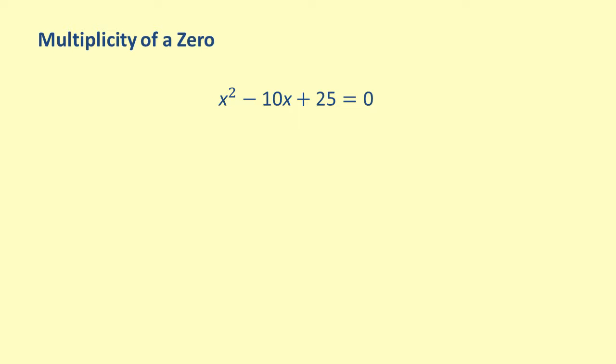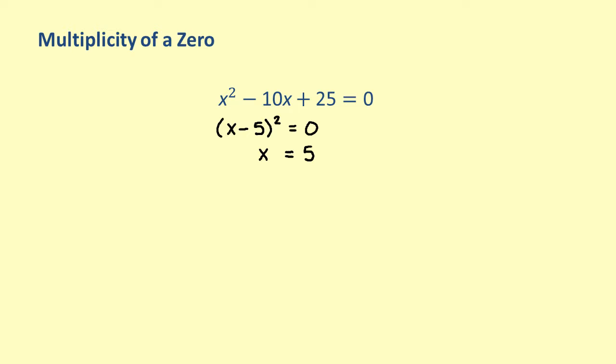When factored, the equation is written as the quantity x minus 5 squared equals 0. The solution, also known as the zero or the root, is x equals 5. Because the factor x minus 5 is repeated twice, we say that 5 is a repeated or multiple zero of the polynomial function. The number of times that a zero repeats is called its multiplicity.